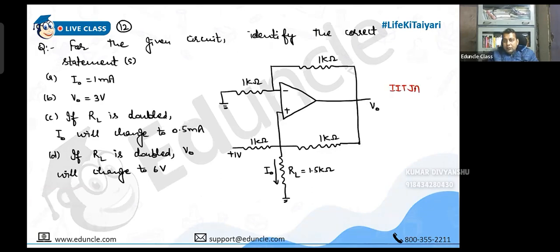Again from IIT JAM 2021. So you need to check all the answers. First of all, you can try and get the output. Let us suppose this terminal is A, this is B. So this can also be taken as B. So VA equal to VB, no? Again same.